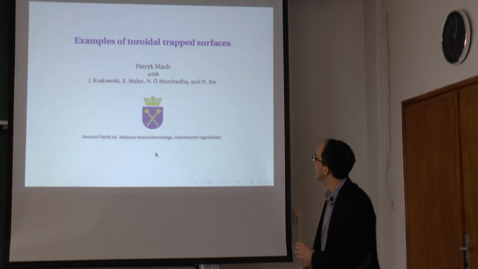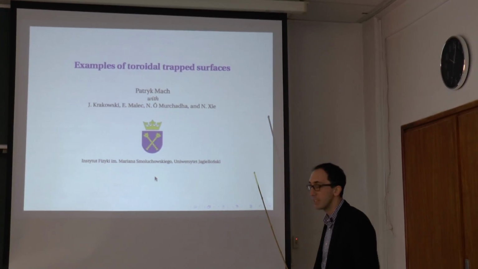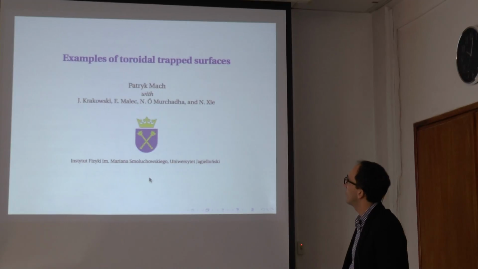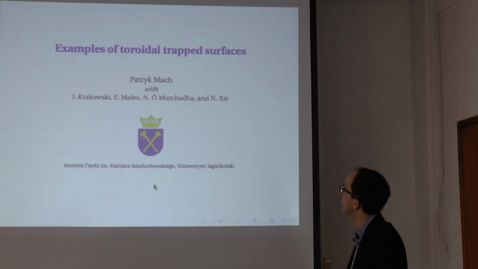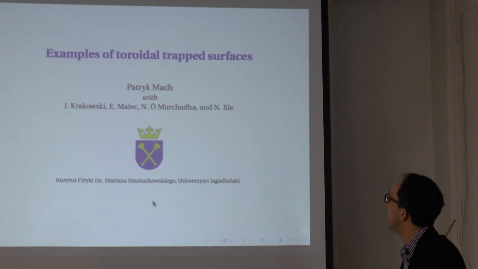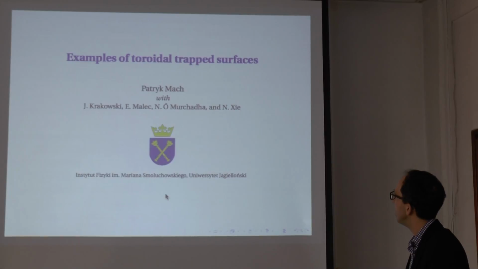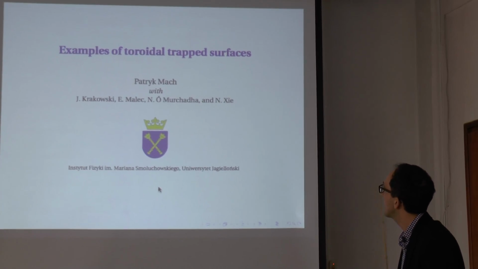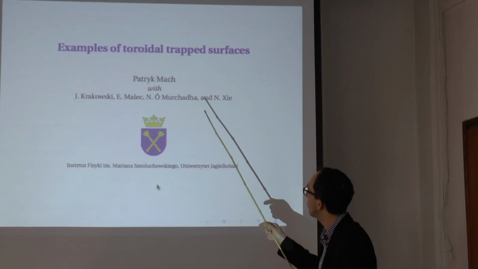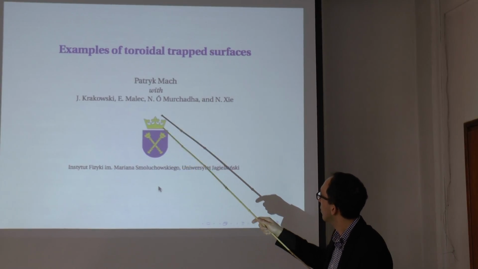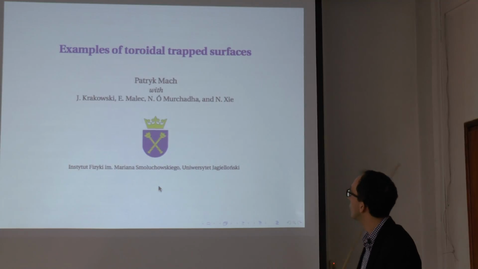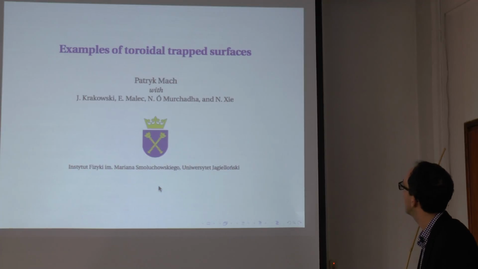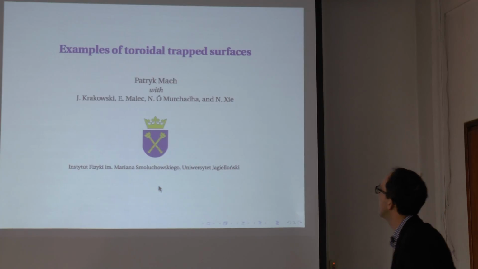The talk is going to be about toroidal trapped surfaces, and I will in particular try to show examples of such trapped surfaces, both analytical and numerical. And the results that I want to present are obtained jointly with Janusz Karkowski and Edward Malec from Kraków, and with Neil Omurahu from Cork in Ireland, and Naching Si from Fudan, Shanghai.